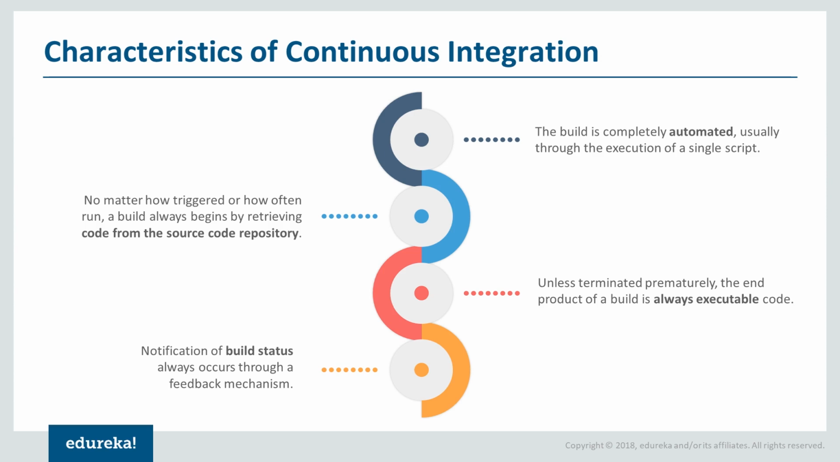The third point would be, unless terminated prematurely, the end product of a build is always executable code. We spoke about it earlier as well. We always talk about deployable code. So the end result of a CI/CD pipeline would always be a deployable artifact. Now, it can be a jar file or a war file or an exe package when it comes to .NET or any other such mechanism. But the important point is it will be a ready deployable artifact, irrespective of which platform or which CI tool we are talking about.